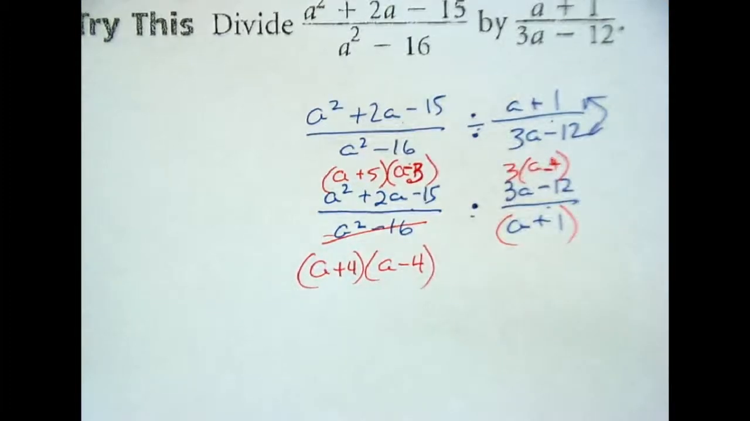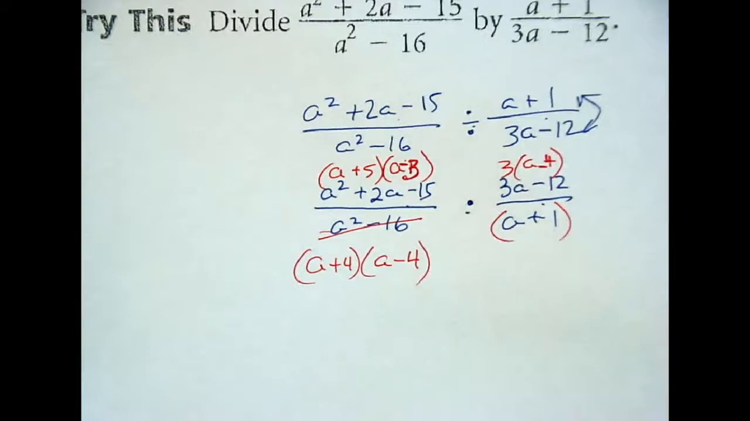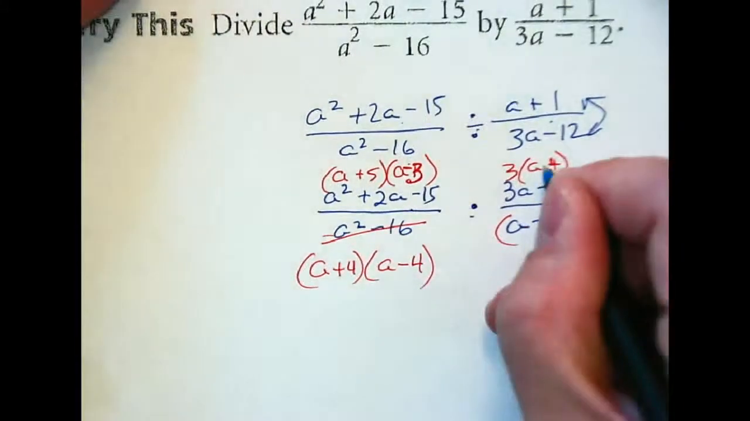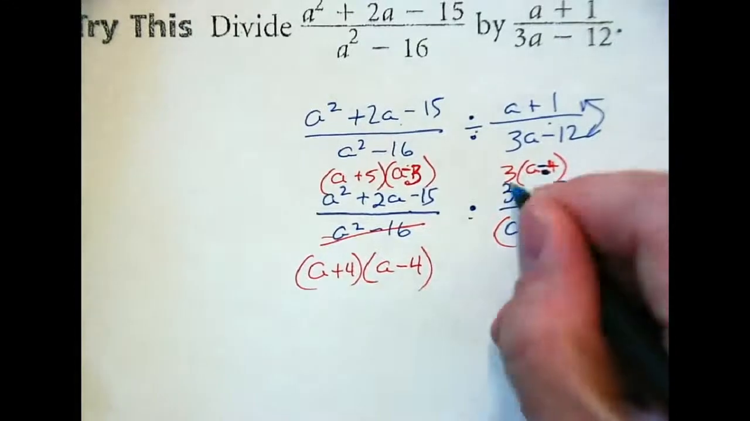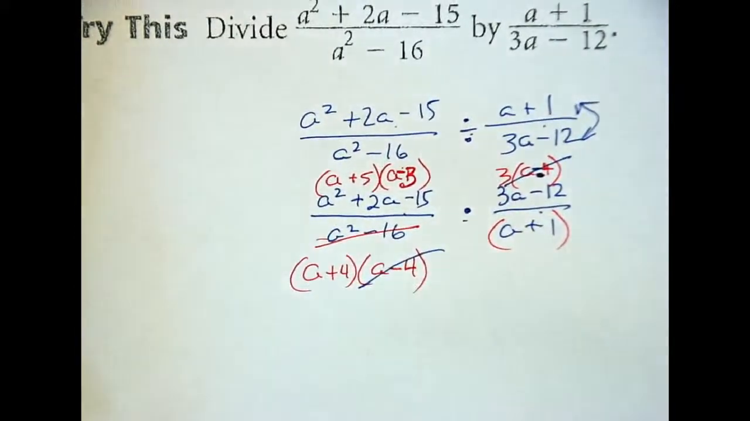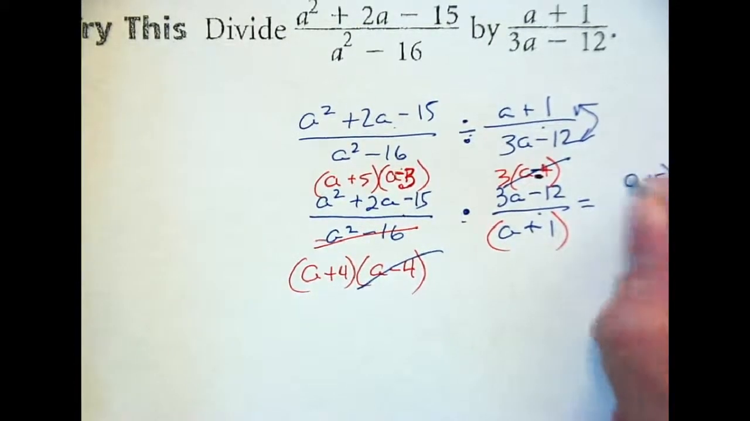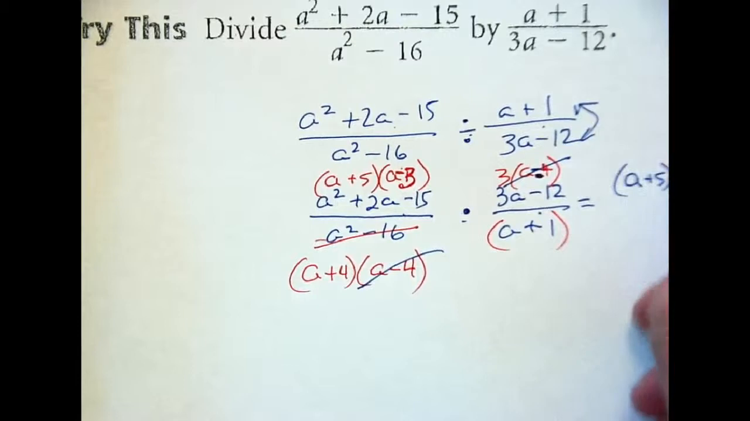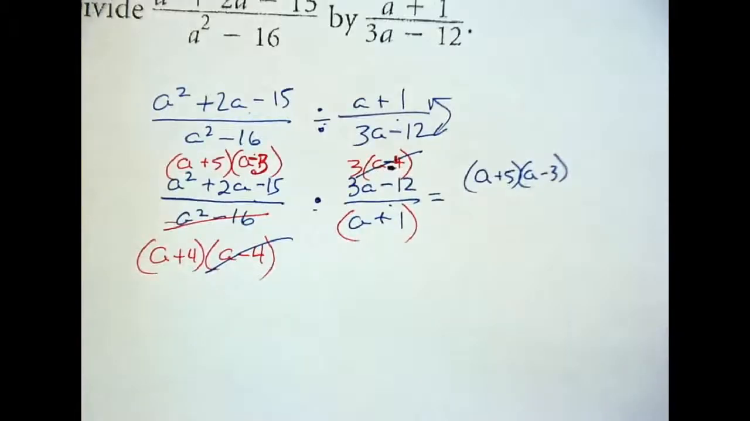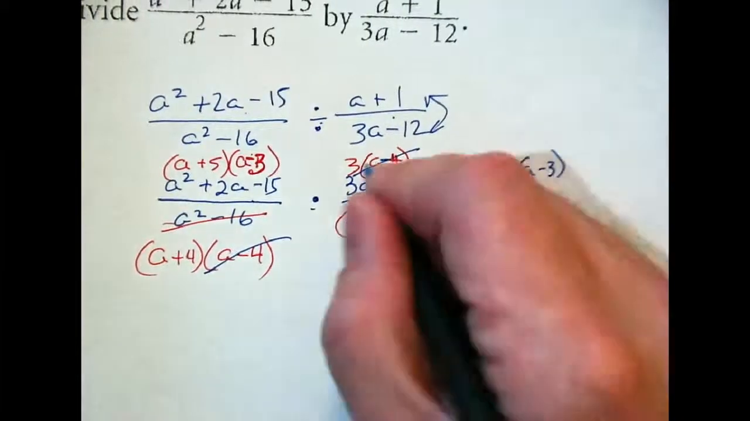That's okay. All right. This is our a minus 4. It does not look like a minus 4. Let's move that minus sign up. Okay. A minus 4. That cancels that. Anything else cancel? Nope. Pretty ugly. We have left on top a plus 5 and a minus 3, all times that 3.